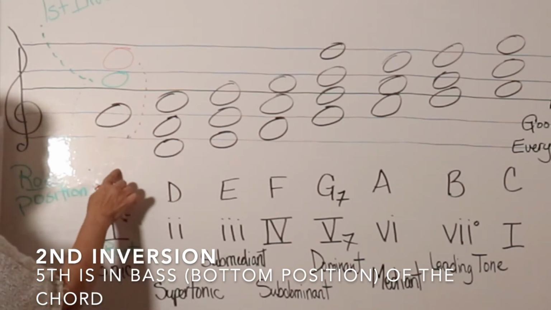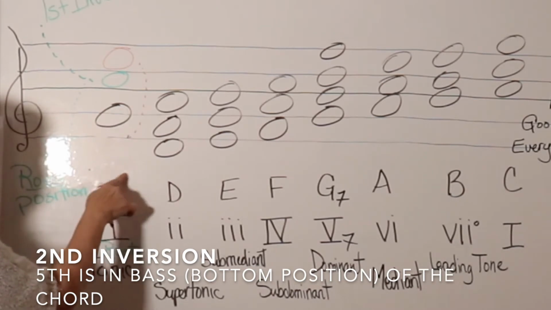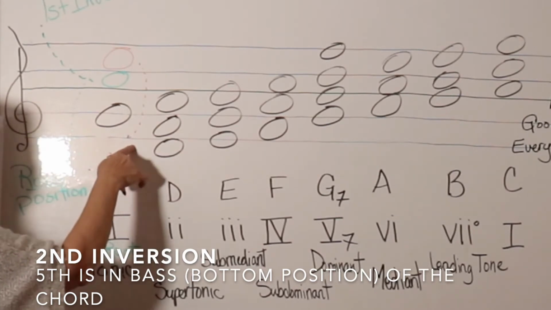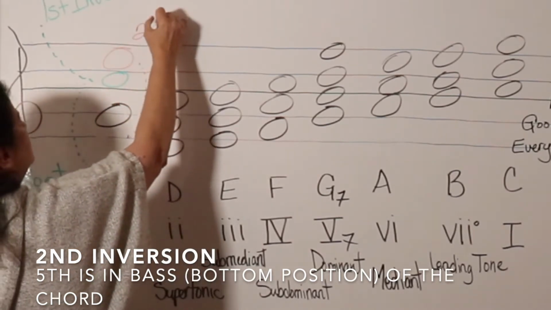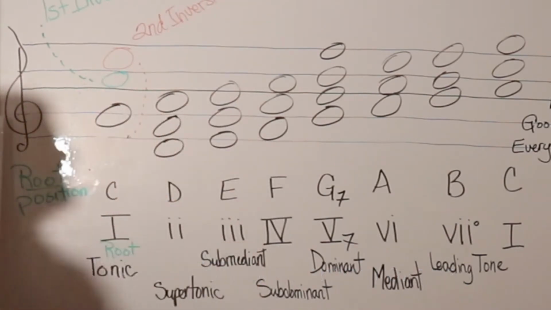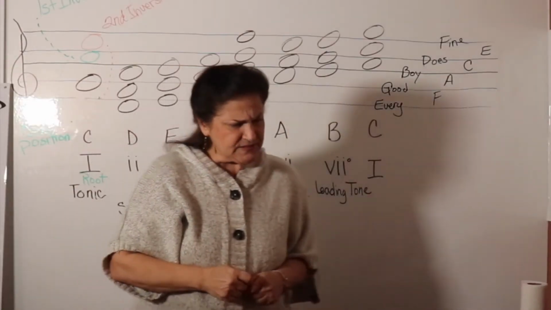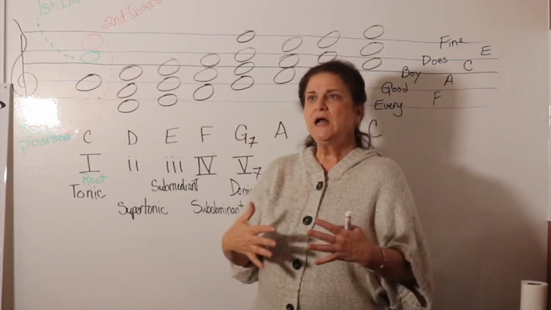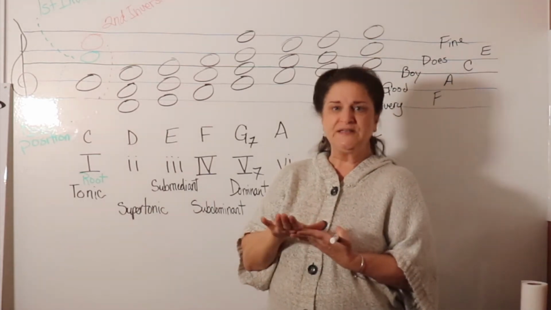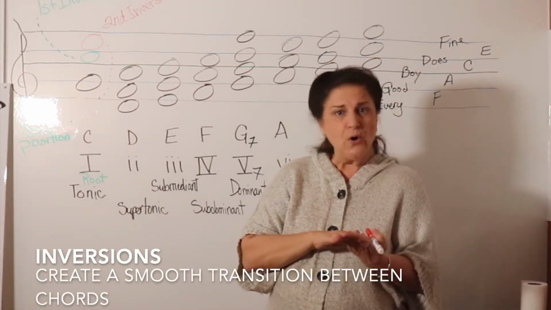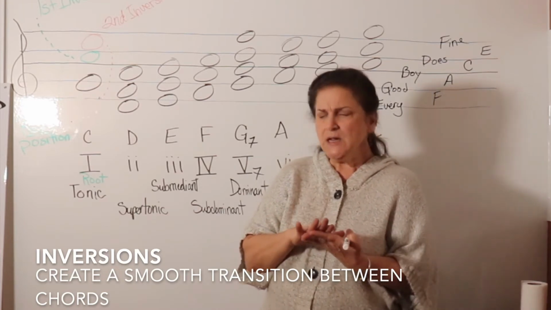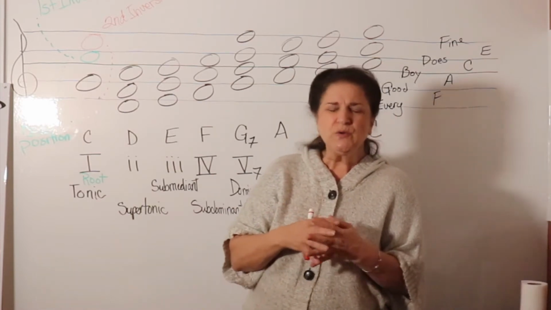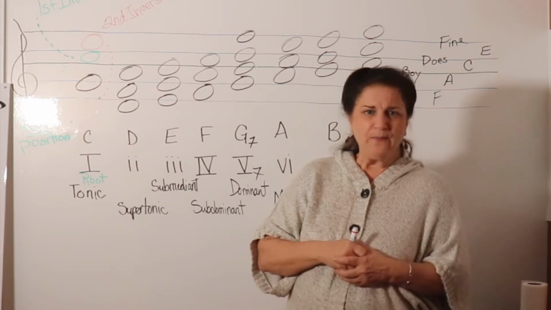So we had root position, where C was in the bass, in the bottom. First inversion, where E was in the bottom position. And then second inversion, where the fifth is in the bass. Now the reason why this is important is because bouncing around in root position doesn't necessarily give a smooth transition of notes, if they're harmony or melody. A smooth transition would mean going to a note near the one you just came from.